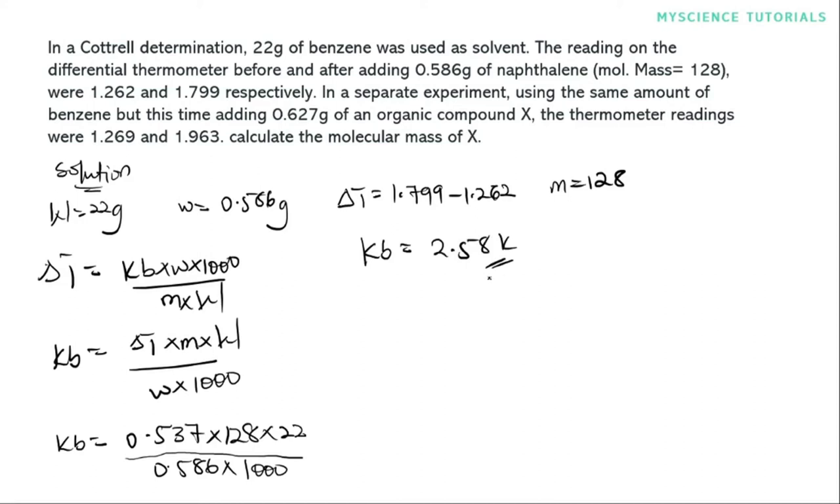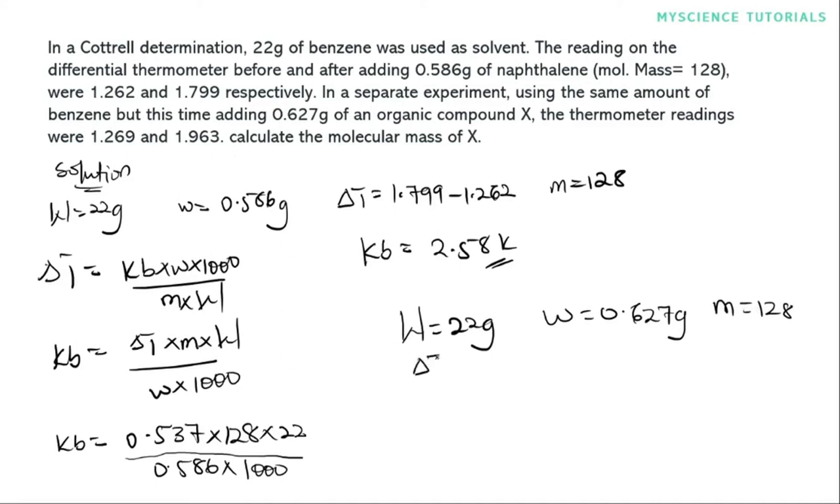Okay, now that we have the value of KB, we have to use it to find the molar mass of the organic compound X from the second experiment. So let's list down the parameters in the second experiment. In a separate experiment using the same amount of benzene, so our capital W is still 22 grams. This time adding, so our mass small w is 0.627 grams of organic compound X. So the thermometer readings were this.